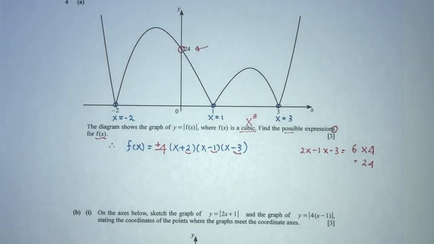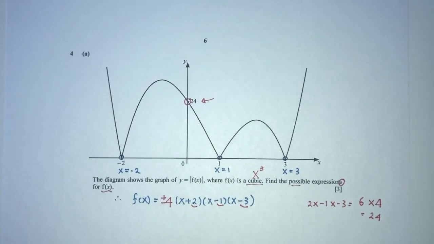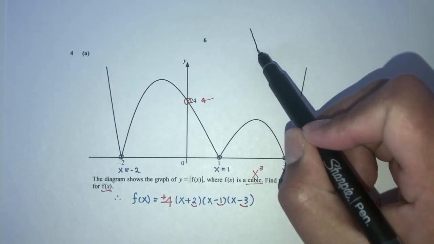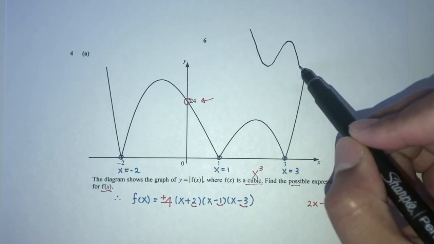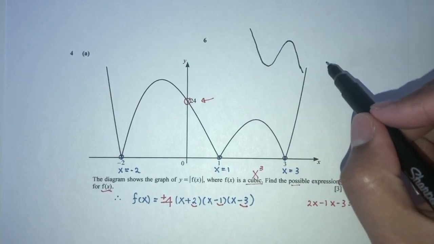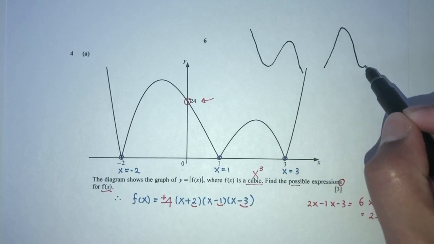So what do I mean? If you were to think about this, what is the shape of a cubic curve? In this way, it could be this shape, or it could be this shape, or it could be this shape. So this is the other shape.